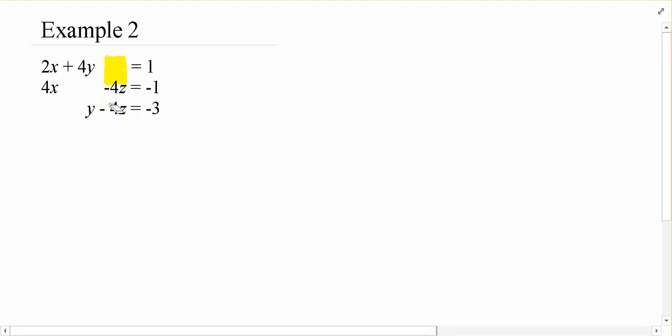Now, I do want to point out that there's not a right or wrong answer here when you're making your decision on which variable to eliminate. Now, there might end up being an easier way, and you might pick wrong, and that's okay. But take the time to at least try to optimize your work. So we're going to try to eliminate z's.